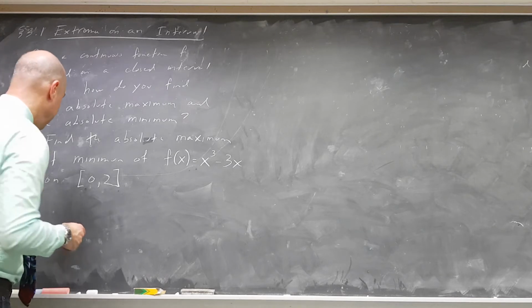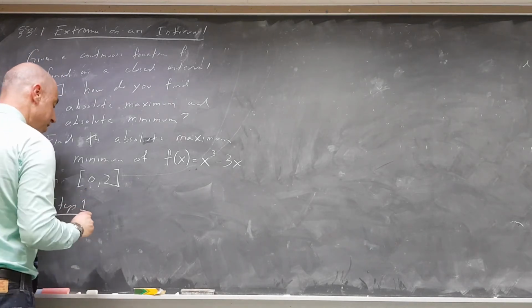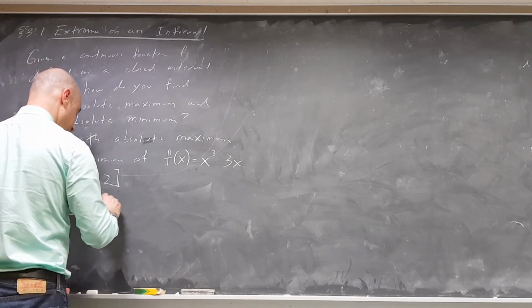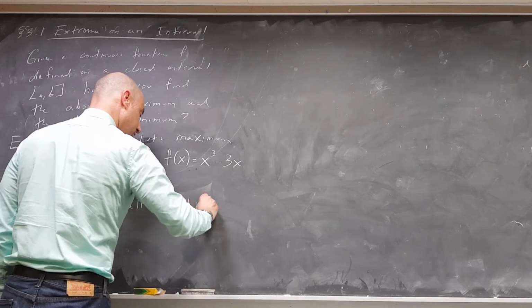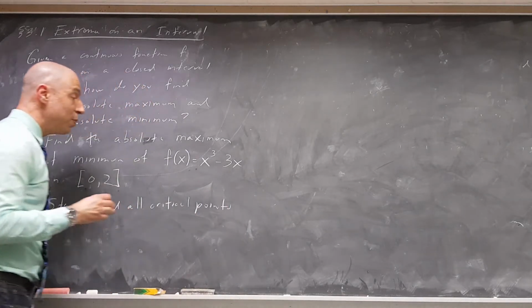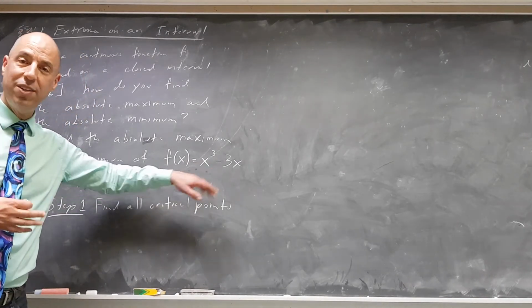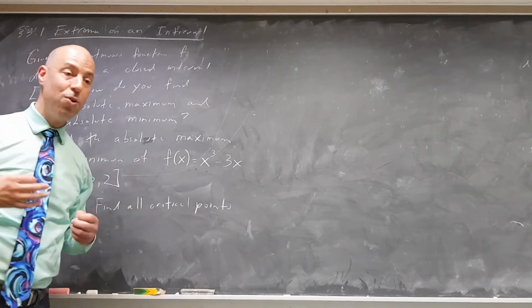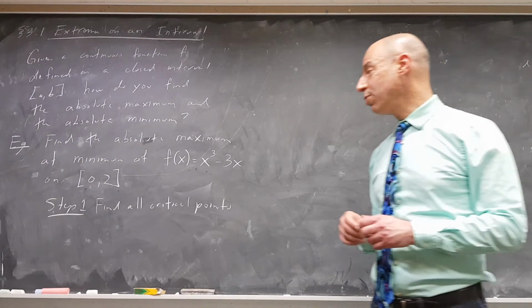Let's go through the steps. Step 1, find all the critical points. That's all the places where the derivative equals 0 or doesn't exist. Well, this is a polynomial. It has a derivative everywhere. You know that polynomials, their curves are nice and smooth everywhere. So the derivative exists everywhere.